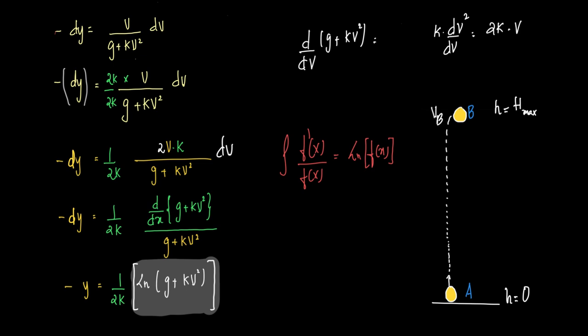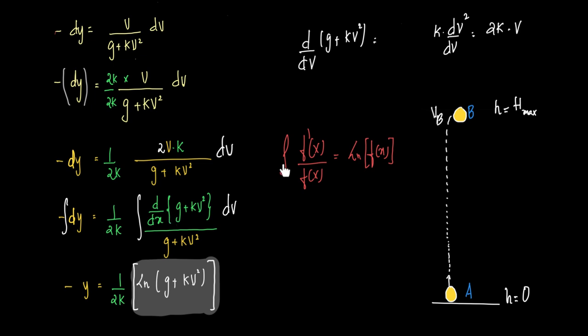Okay, so let's now see what this represents. See, d by dv of g plus kv square is 2kv, right? Which means instead of 2kv, I can write here d by dv of g plus kv square. And what is in the denominator? It is g plus kv square. Okay, wait, I missed the dv here. So it's dv here.